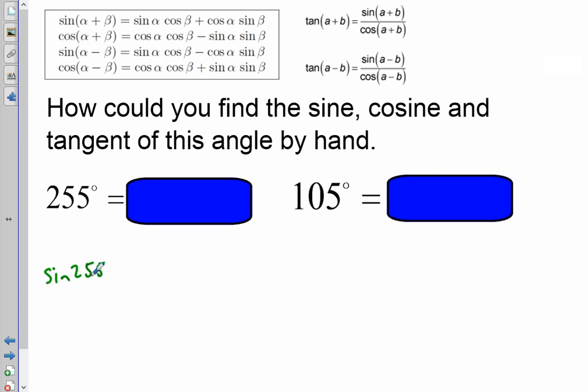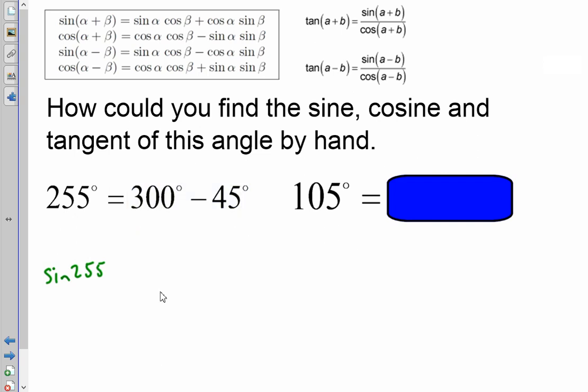However, 255 we know can be broken down into two different angles. The two different angles it can be broken down into are, well, 300 minus 45. And there are other variations you could also use with this. The key thing is we're going to try to find two angles that can be added or subtracted together that are common angles, that have reference angles of 30, 60, or 45.